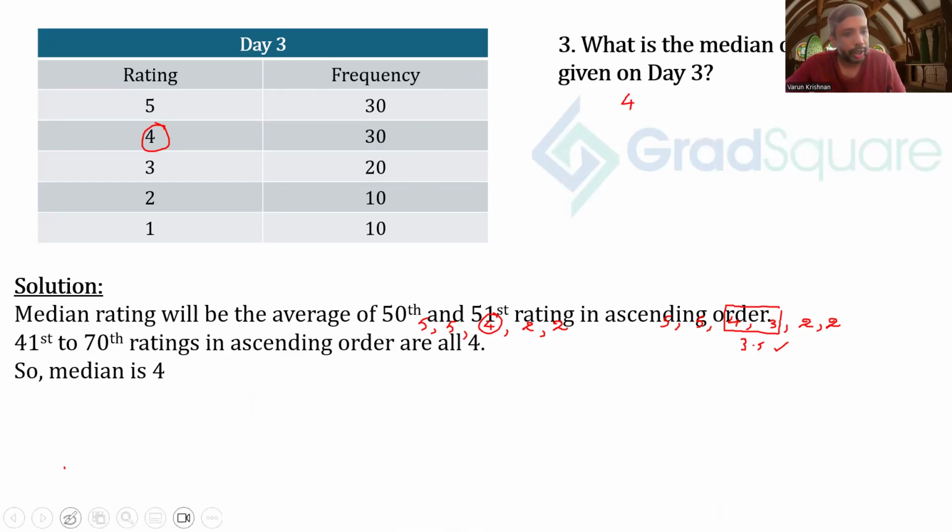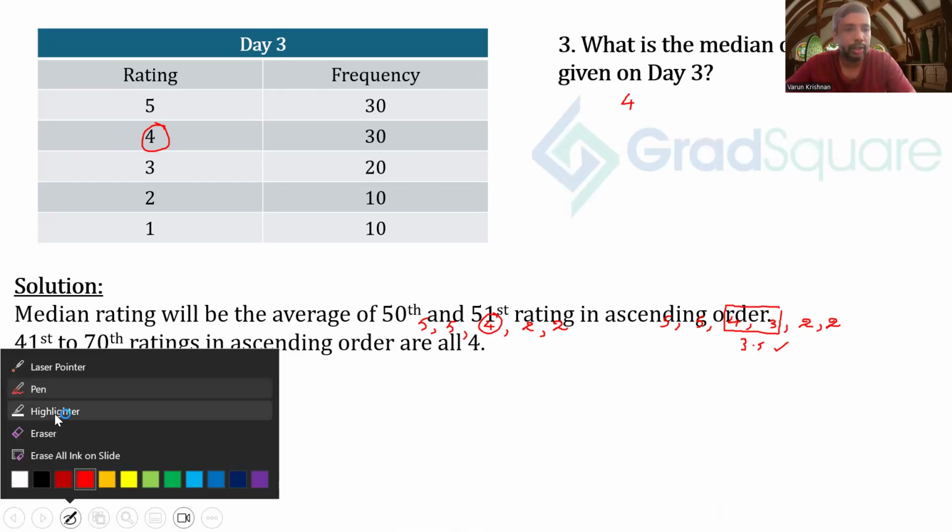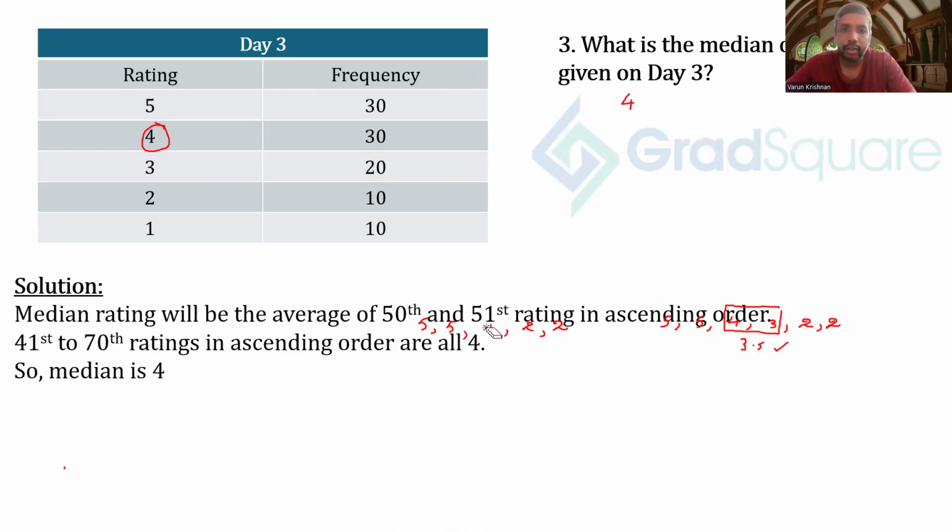You can also arrange the values in ascending order instead of descending order. Even then, the central value, or the average of the two values at the center, will give you the median. Okay, so I hope this is clear. Let me erase all of this so that the solution part of it is clear.